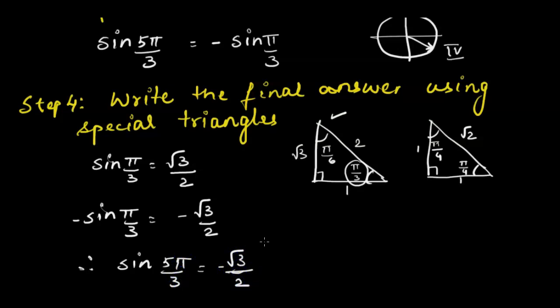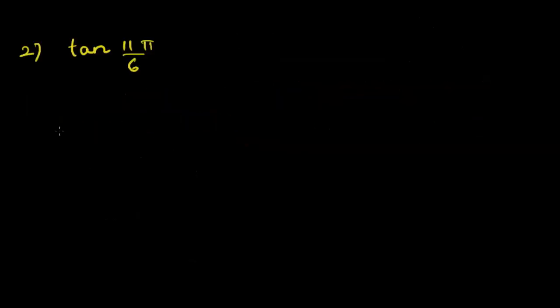And this is how we use the steps to find the exact trigonometric ratios without using calculators, with the help of special triangles, CAST rule, and unit circle. Let's take up another example for the sake of practice. Let's say we have to write the exact value of tan 11 by 6 pi.